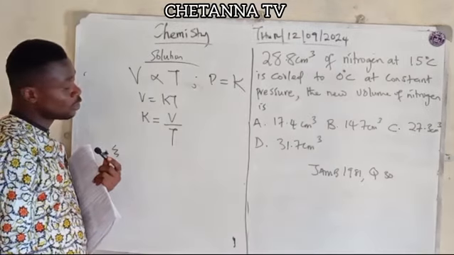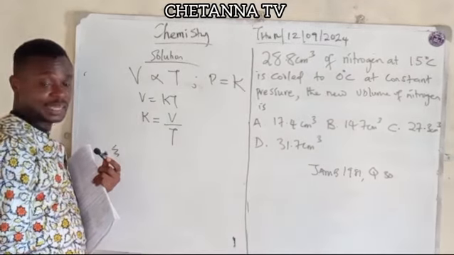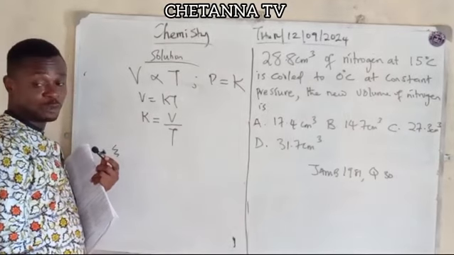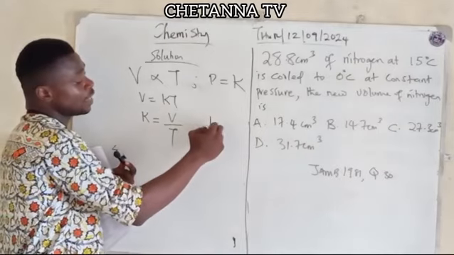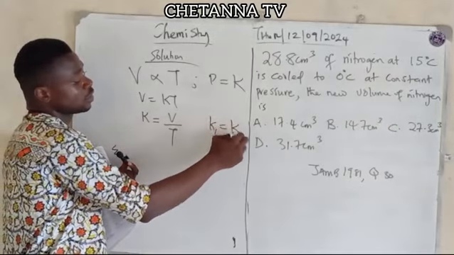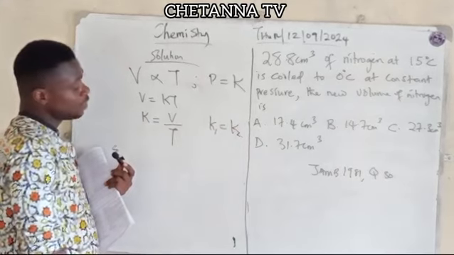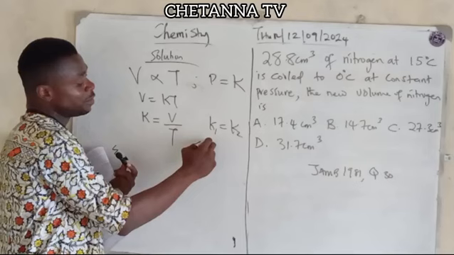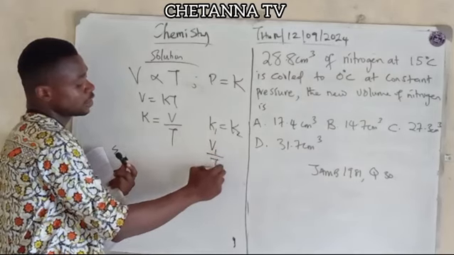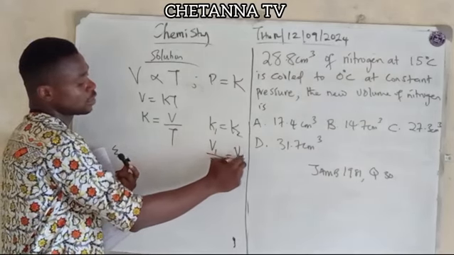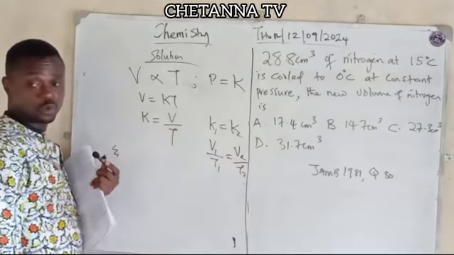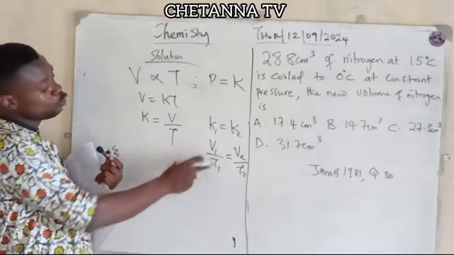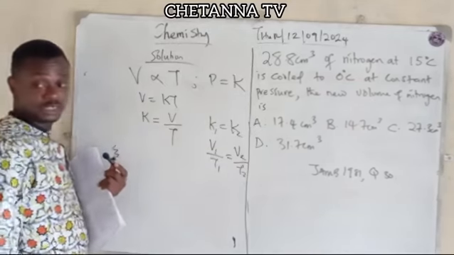Which means that K is equal to V over T. Remember what I told you about K being the same thing: K1 is equal to K2. In that case, if K1 is equal to K2, that means V1 over T1 is equal to V2 over T2. This is Charles' law, the equation for Charles' law. So you use this to solve this question.